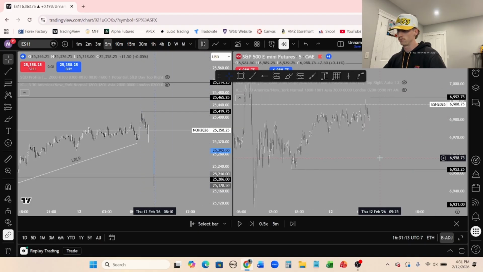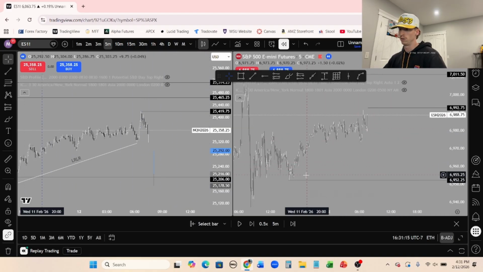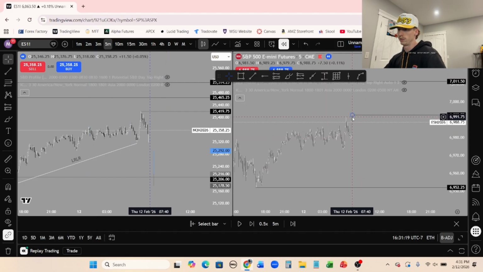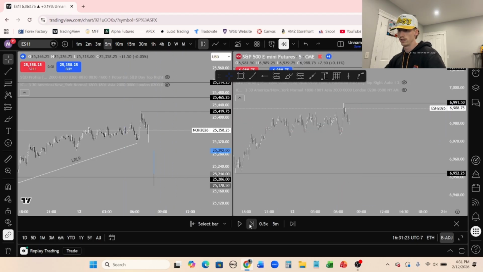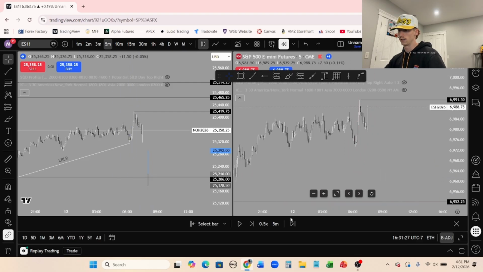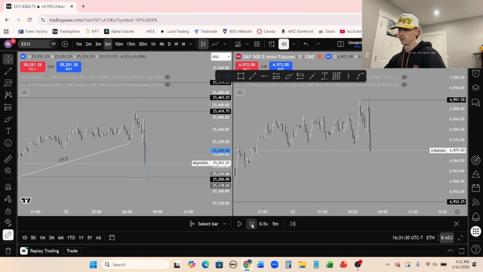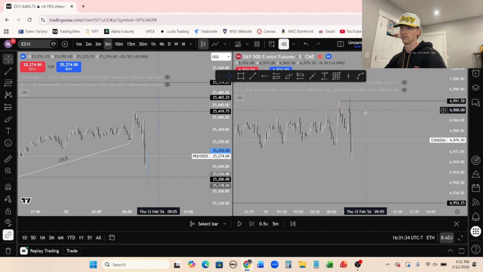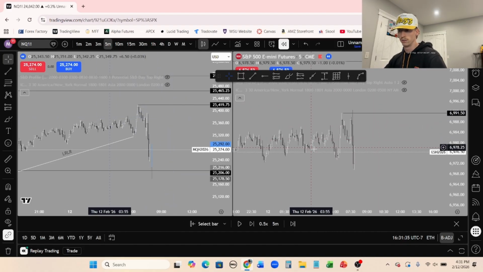At the same time, ES was looking very similar, right? We've got the LRLR, the low resistance liquidity, and this one was a little bit different because we actually did sweep out the highs. So let's fast forward just a little bit. Let me zoom in here and I'll show you exactly what happened. On ES, we did sweep out the highs, and on NASDAQ, we did not.